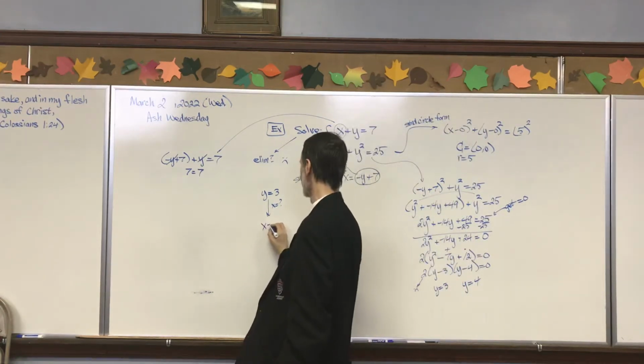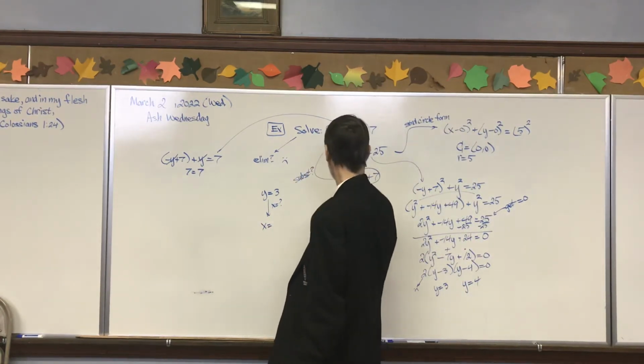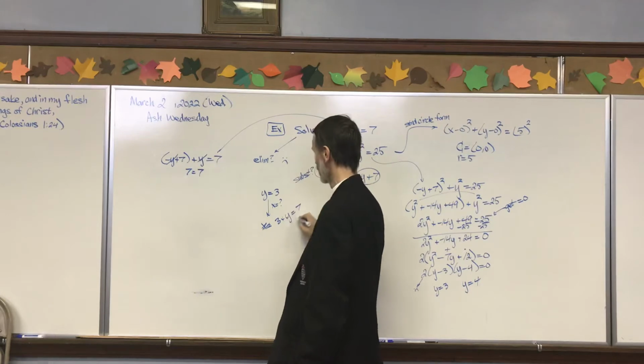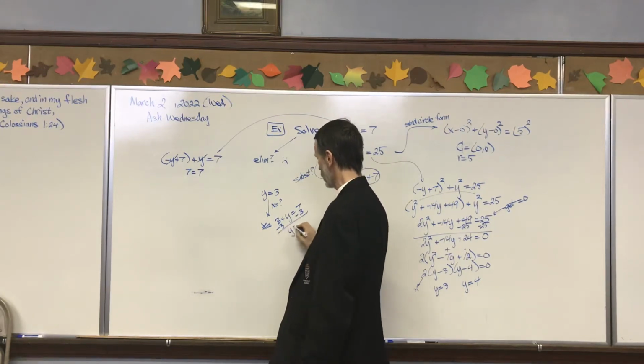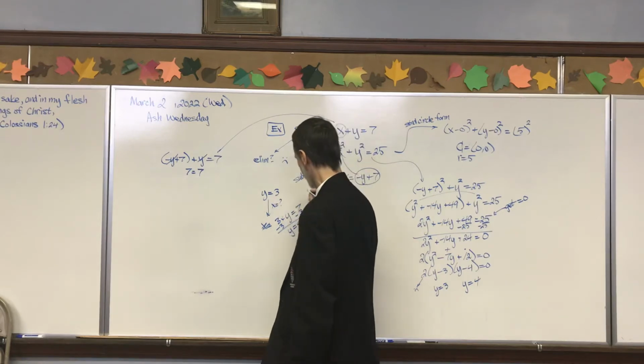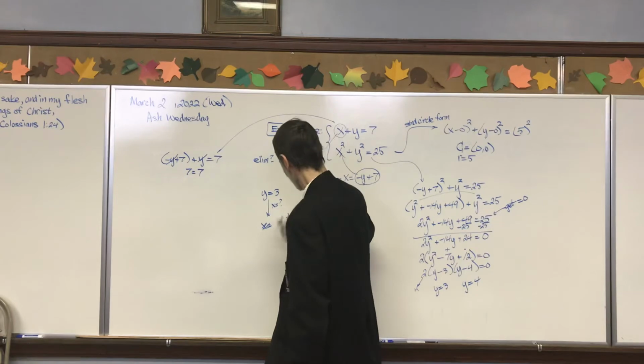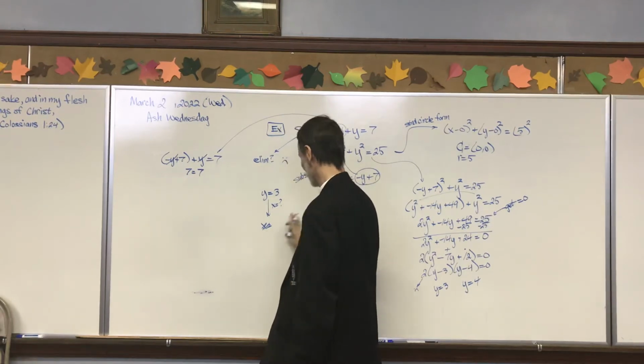X equals what? 3 plus y equals 7. Okay, oh, you did that one. So 3 plus y equals 7. Keep going. What do you get? Y equals 4. Wait a minute, we wanted to get x. Try that again.